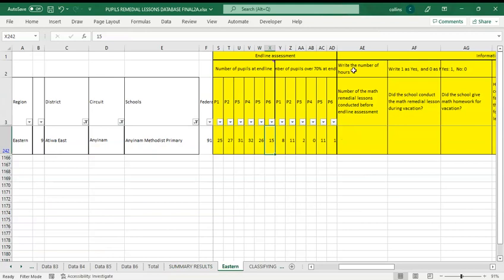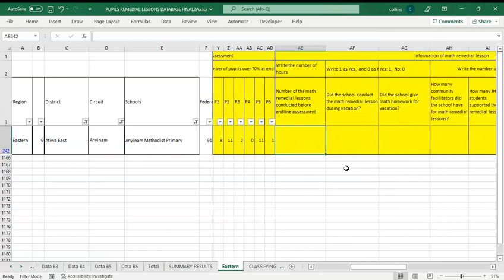Template. Here it is asking you to write the number of hours, number of the math remedial lessons conducted before online assessment. Okay, so you did the remedial lesson activities. So how many hours did you spend for the remedial lesson? Remember, each day we were supposed to use about an hour, then do about 60 lessons. So you indicate it if it is 40 hours, if it's 50, you write it here. Then answer this question with yes or no. Write one as yes and zero as no.